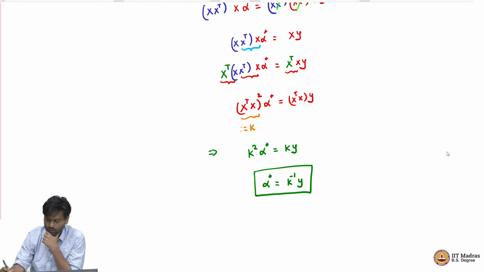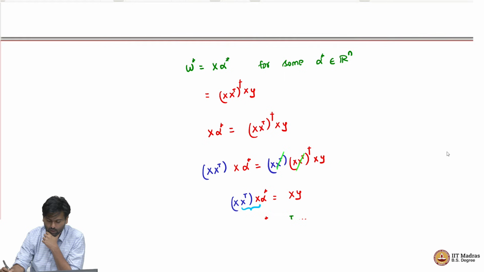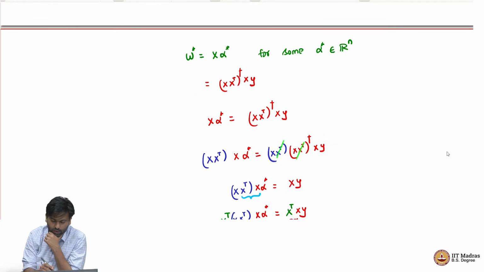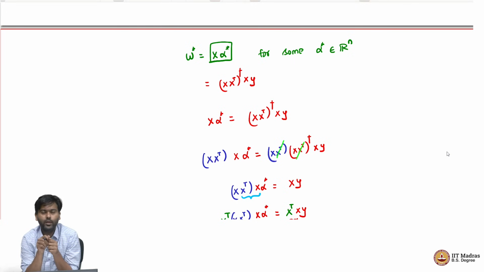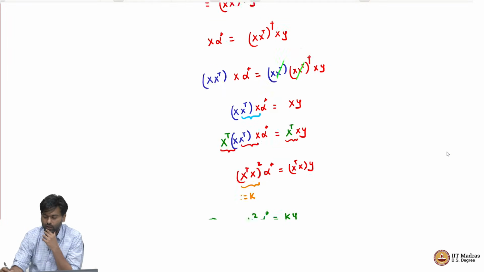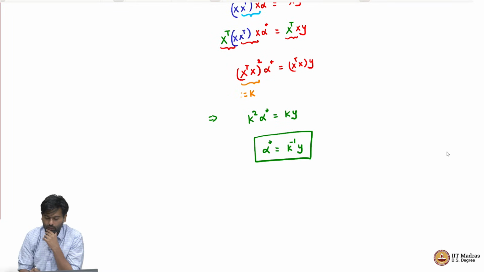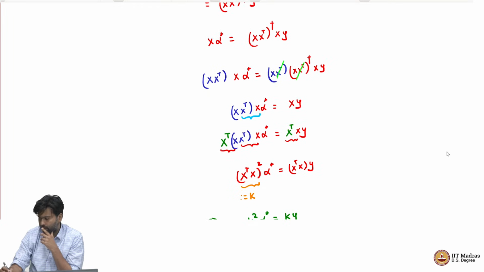So what is the use of this? What are we saying? We have solved for alpha star, where W star is how you should combine your data points using alpha star to get W star. We are saying that if you use a general kernel matrix, then the way to combine is given by the inverse of the kernel matrix times y. Now, what is the use of this?